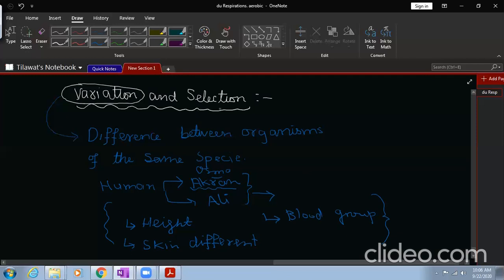Selection means which one will be selected by nature or by the environment, and will survive better. The one having a good variation, a good adaptation, will remain on the surface of the earth; that is selected by nature. So this is called selection. In this chapter, we will study variation and selection: what kind of variation an organism should have and which one will be selected within the environment.